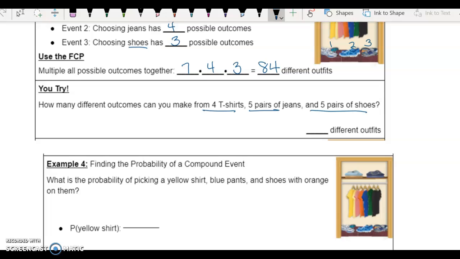How many different outcomes will you be able to make with 4 shirts, 5 jeans, and 5 shoes? 4 times 5 times 5. 4 times 5 gives us 20, and then times 5 will give us 100. So we'll have 100 different outfits to pick from.